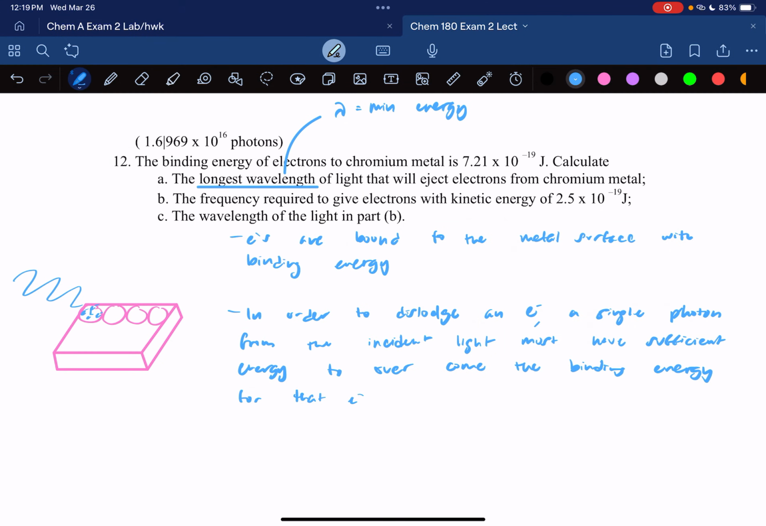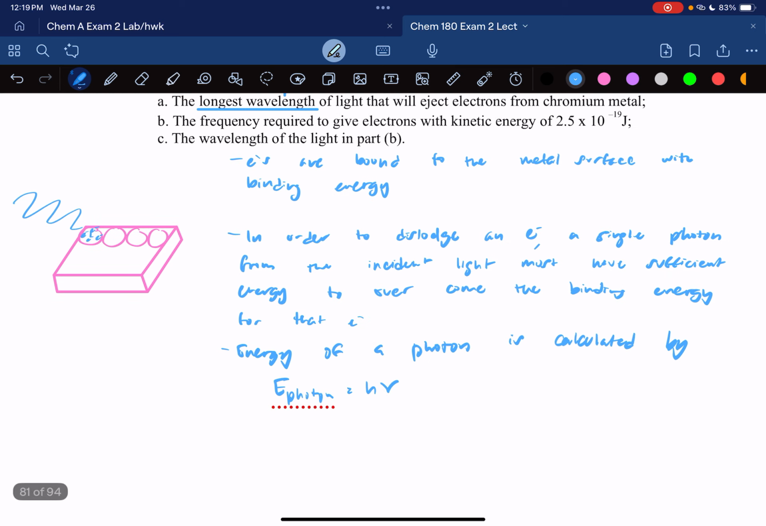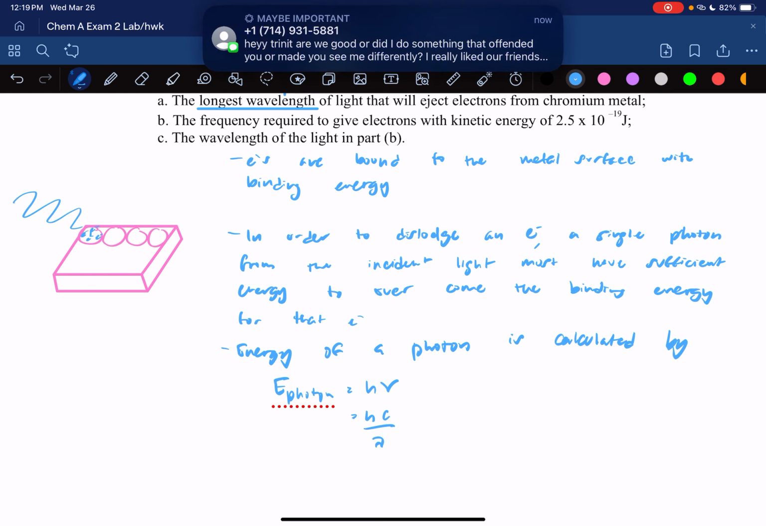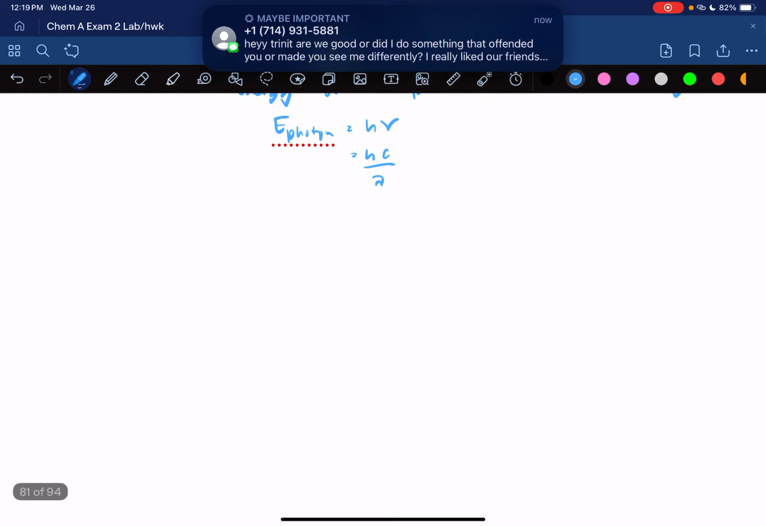We gotta know this equation by heart, otherwise we can't calculate anything. But here you ask for the wavelength, you didn't ask for nu. So you just rewrite that as hc over lambda, right? Because I can relate the energy either with nu or with lambda. So we calculate by that. So now we can do part A, which has the minimum energy.